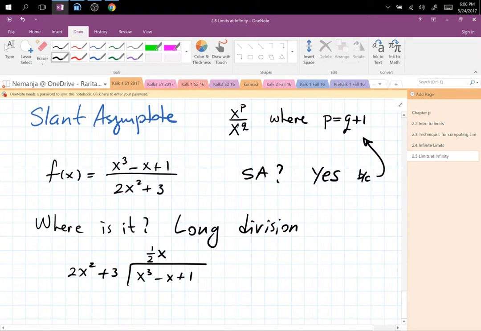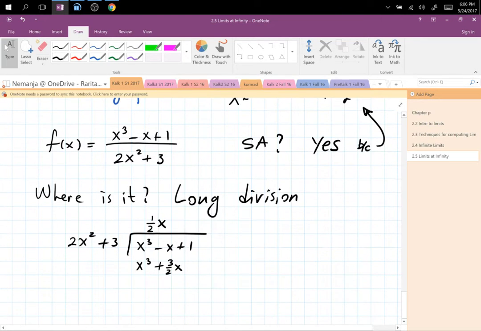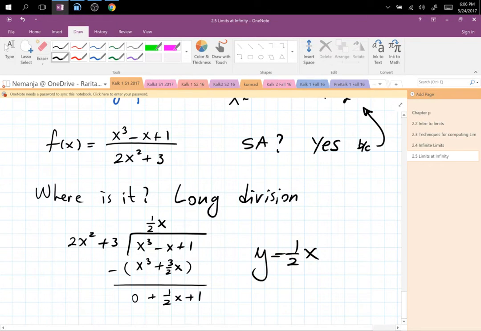So it goes 1/2 x times, and if you multiply it back, you will get x cubed plus 3/2 x. And now when you subtract these, you get 0, and then you get minus 1/2 x plus 1. Now 2x squared does not go into 1/2 x because that's x squared and that's x, so that's it. Y equals 1/2 x in this particular case, plus 0 for the b.